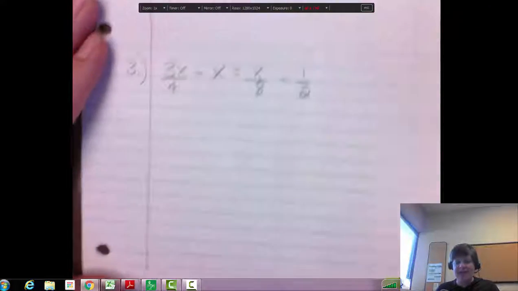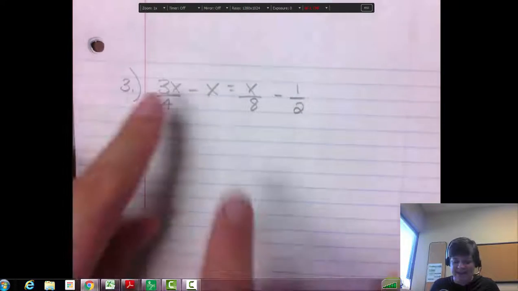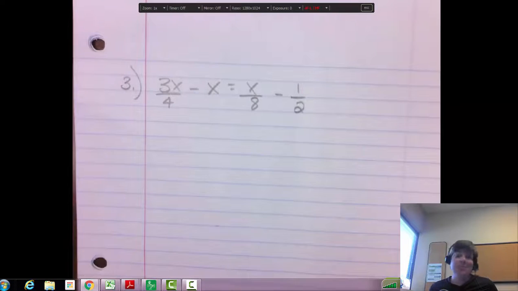Minus x equals, let's do x over 8 minus 1/2. Okay, so if I have an ugly equation like this, first of all, I have x, x, x, and of course they put some like this in the distributive section, which is kind of why I'm making a video for you, because I can't find a video that has the fractions and the distributive property all in one video. So here's my shortcut way.